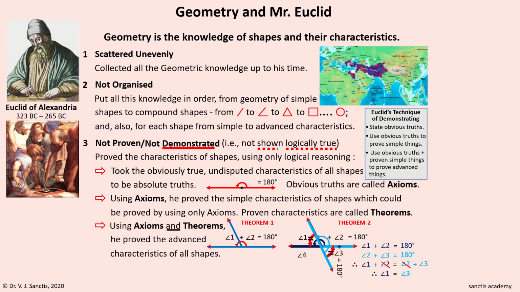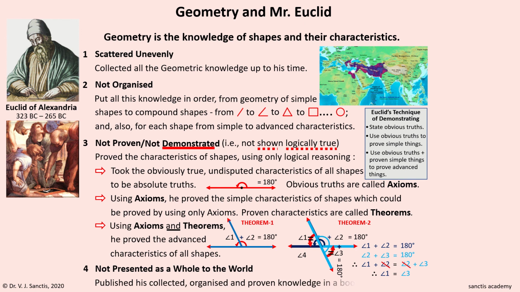And in this way, Euclid proved all the characteristics of all the shapes, and thus Euclid had with himself the whole proven geometry. But he had not yet presented his whole proven geometry to the world. So Euclid published his collected, organized and proven knowledge in a book named Elements.